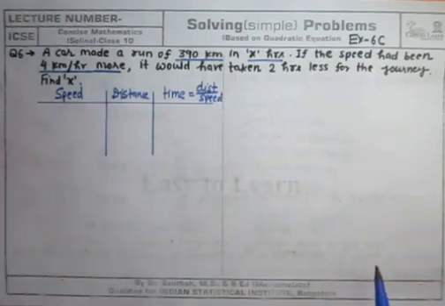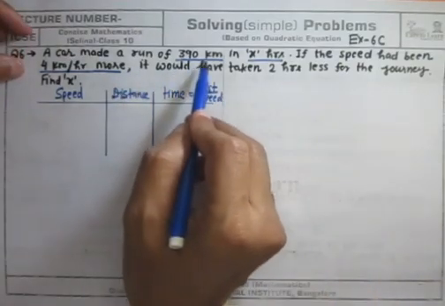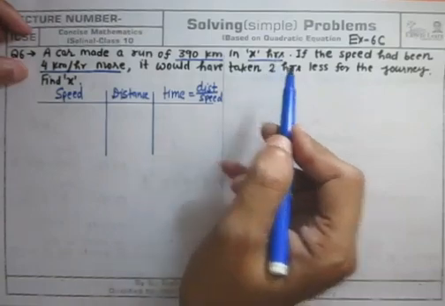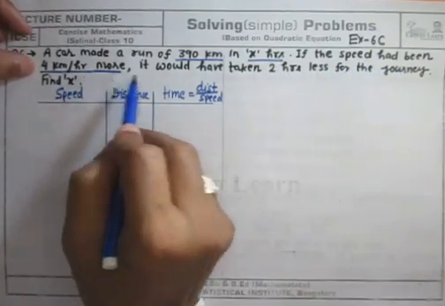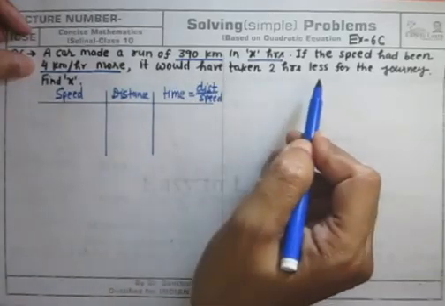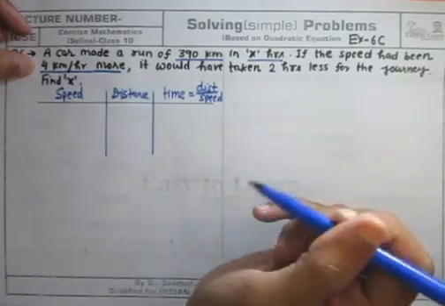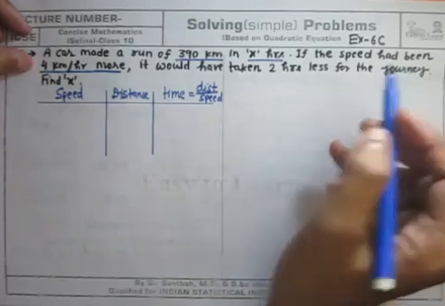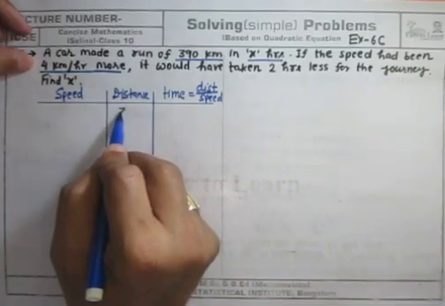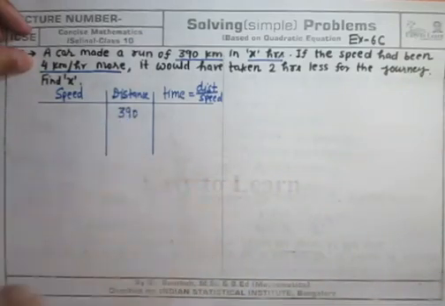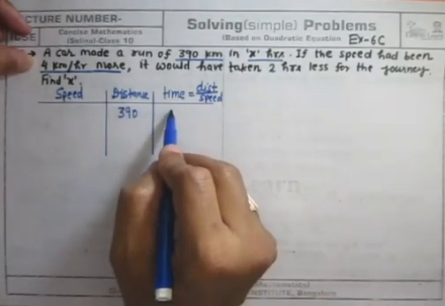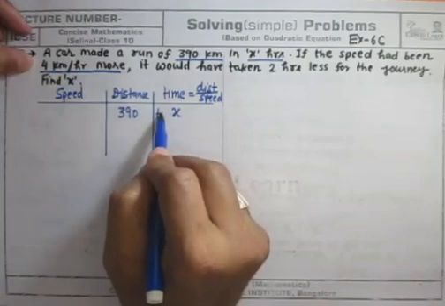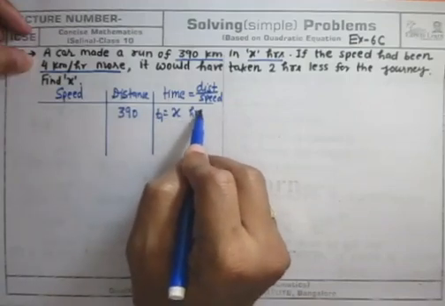Now a car made a run of 390 km in x hours. If the speed had been 4 km per hour more, it would have taken 2 hours less for the journey. Find x. Now this time the distance 390 km covered at any speed takes x hours. So here time t1 is given as x hours.